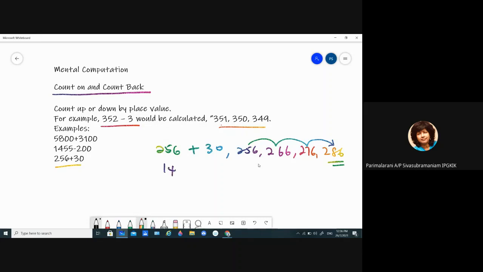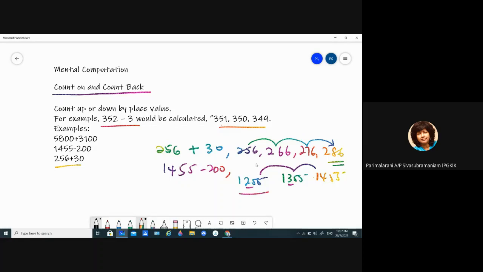1455 minus 200. Minus will be count back, addition will be count on. So starting from 1455, we go back to 1355. We're going back in hundreds, so it's 1355. Go back another 100, 1255. So 1, 2. We're going back in hundreds, so we reduce the hundreds each time by 1. So our answer is 1255.